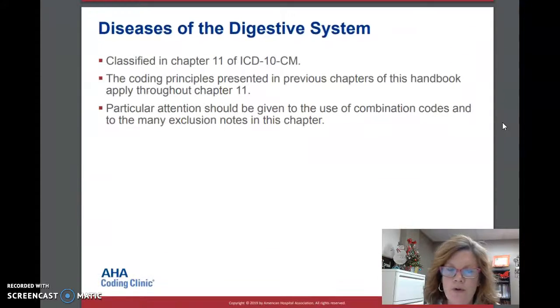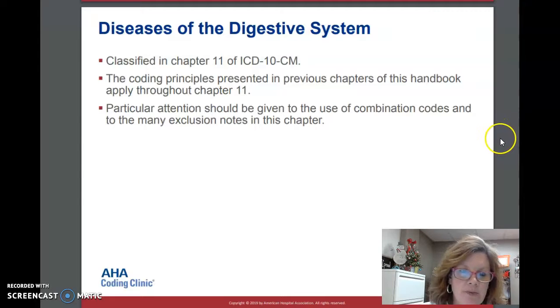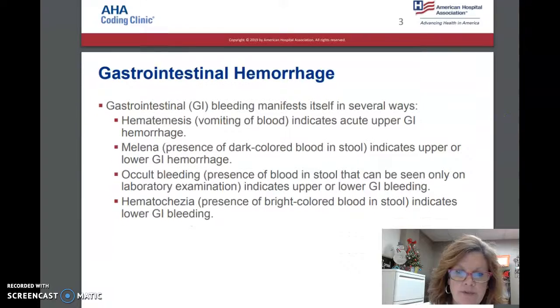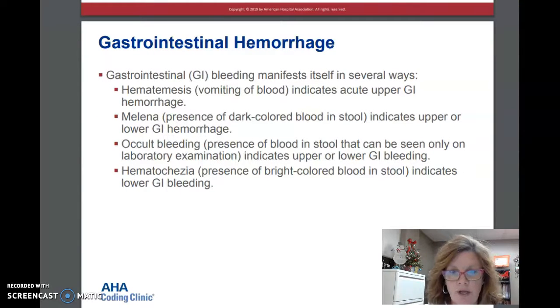Okay, so with the digestive system, we're going to be really utilizing a lot of combination codes and many of the exclusion notes in this chapter. So when you're looking up a code and then you double check it in the tabular, make sure you look to see if they're telling you to exclude something or add another code. Make sure you pay attention to what they're asking you to do.